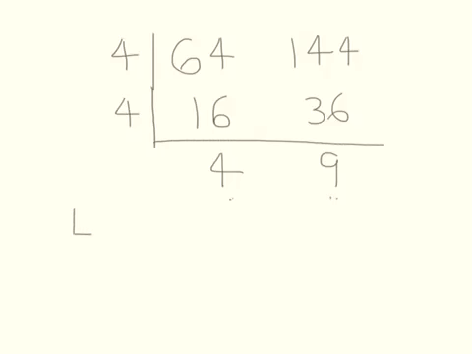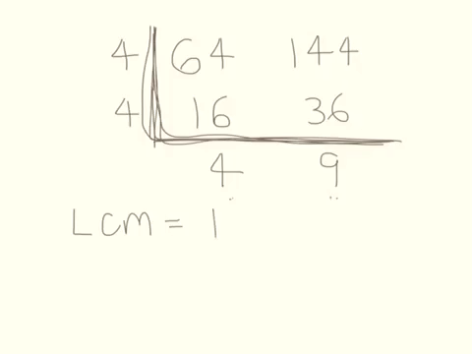Now, my lowest common multiple is all the numbers on the outside of that L. There's my L shape just there. So if I multiply all those numbers around the outside of that L, so 4 times 4 times 4 times 9, whatever that works out to be is my lowest common multiple. And multiplying all those together, you end up with 576. So the lowest number that 64 and 144 both divide into is 576.